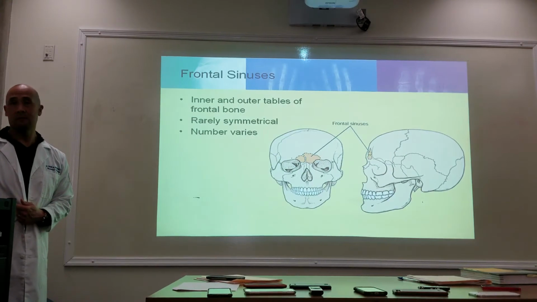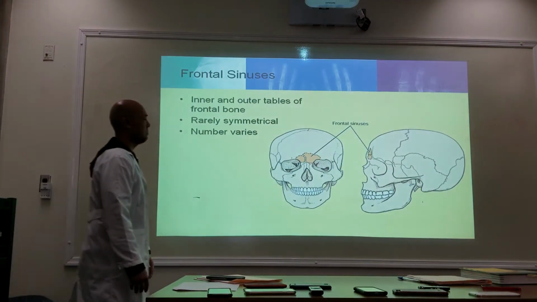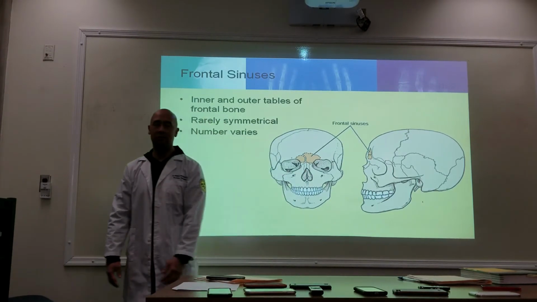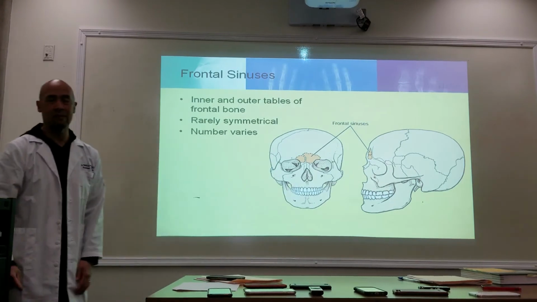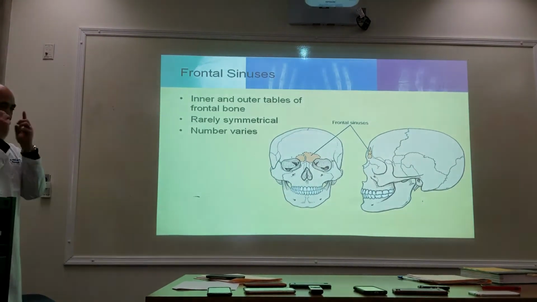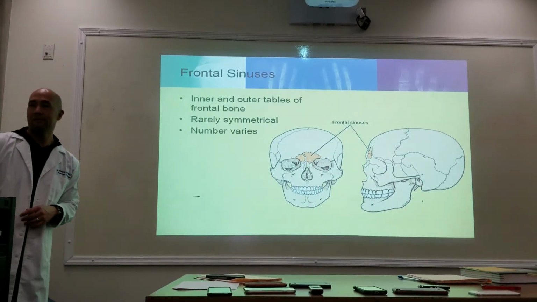So the word tables, what exactly does it refer to? The inner and outer tables of the frontal bone are just talking about the borders, the border of the frontal bone. Talking about the outside, inner, the borders.